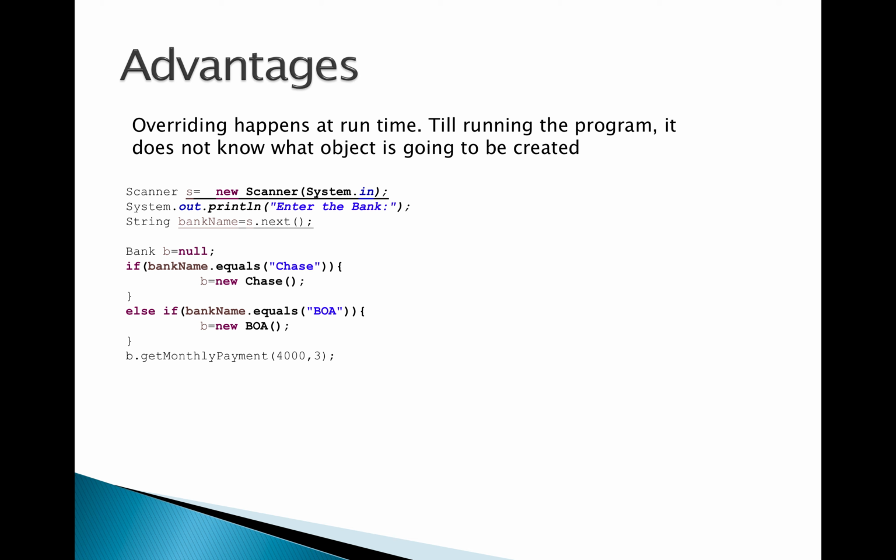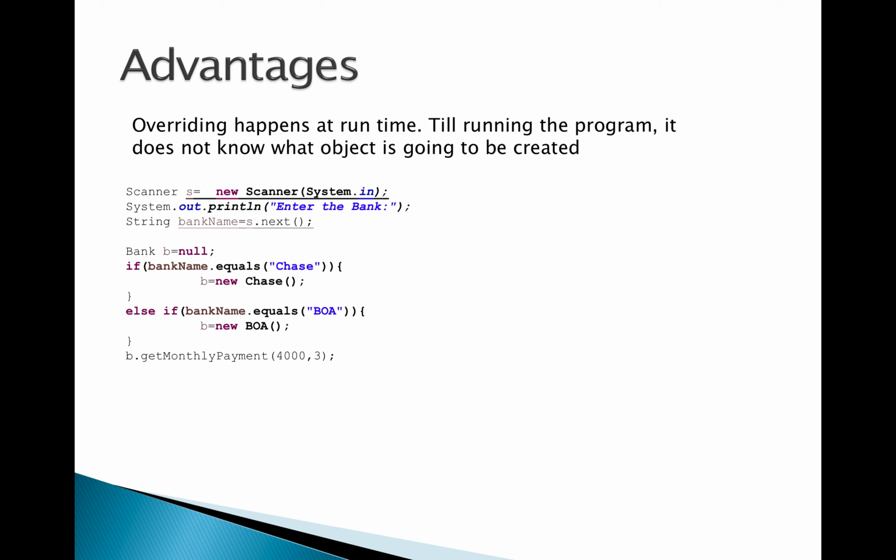So the object will be resolved only at runtime, but you can write the program using the superclass reference so that you don't need to modify that program. I will still have b.getMonthlyPayment. I don't want to create Chase c equal to new Chase, and then BOA b equal to new BOA, and then say if Chase equal to this, do this, like that. I don't need to do it.